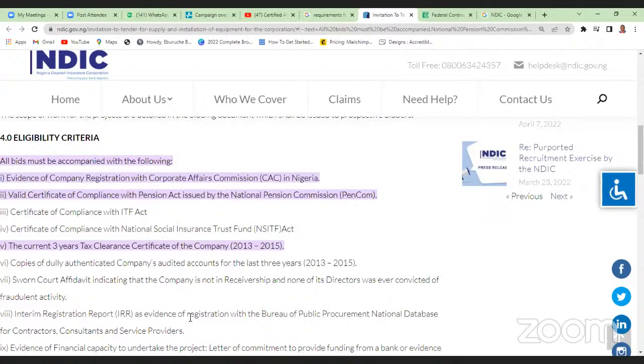I used to tell people one thing: no matter how good you think your business is, don't do it outside of government. Get the necessary partnerships with government. And how do you get your partnership with government? Get your compliance certificates, get the necessary accreditations, get the necessary licenses, get the necessary registrations, and all of that.